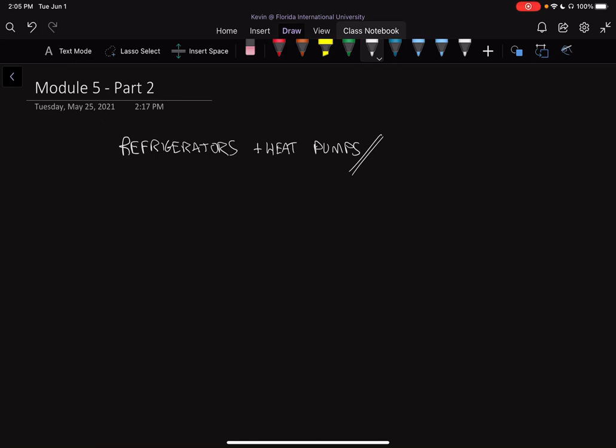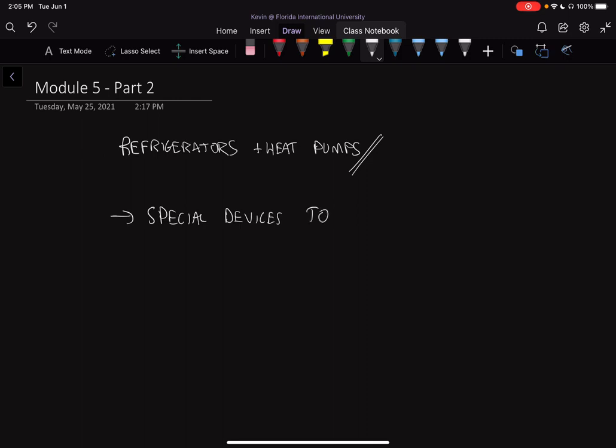In part 2 of module 5, we're going to be talking about refrigerators and heat pumps, after having talked about heat engines in part 1 of module 5. So refrigerators and heat pumps are another type of device that is similar to a heat engine but has a different purpose. And the purpose is that they are special devices to transfer heat from low temperature to high temperature.